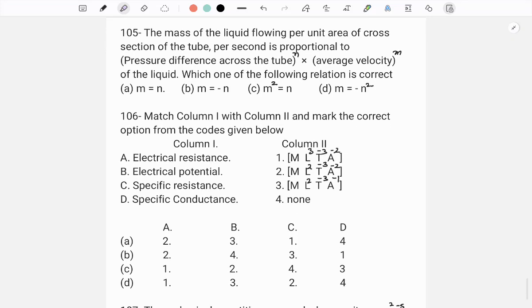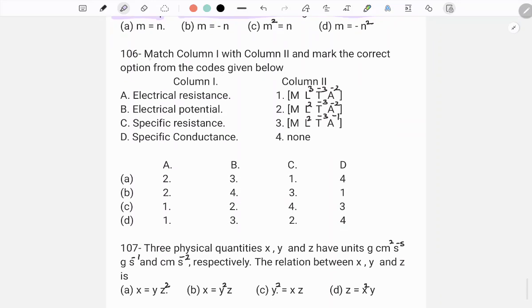Next, the mass of a liquid flowing per unit area of the cross section of a tube per second is proportional to the pressure difference across the tube to the power n into the average velocity to the power m of the liquid. Which one of the following relations is correct? Match column 1 with column 2 and mark the correct option from the choices given below. Electrical resistance, electrical potential, specific resistance, specific conductance.